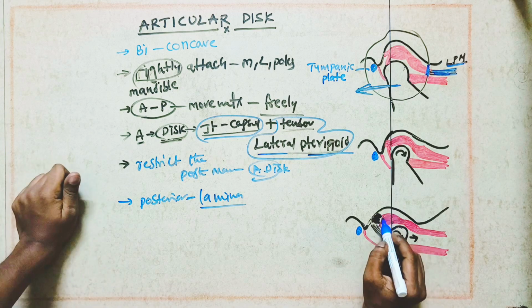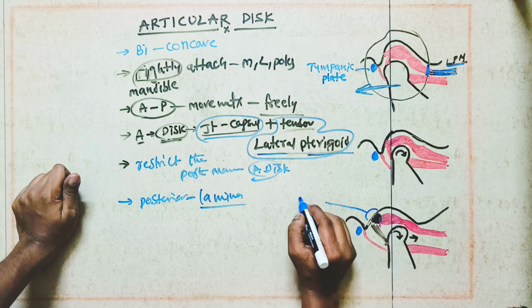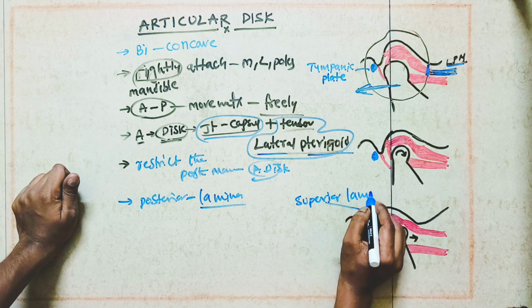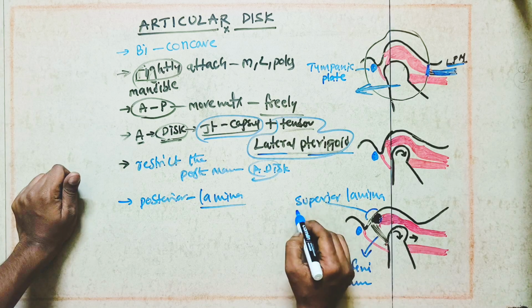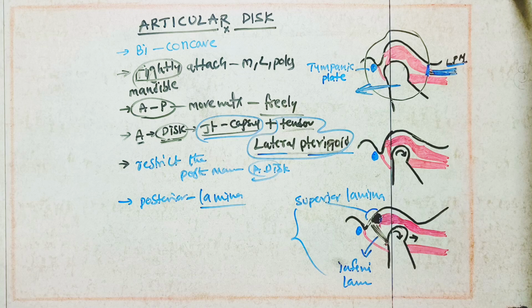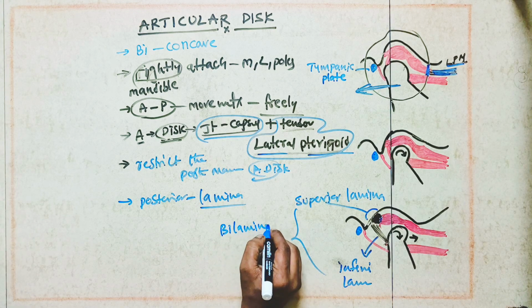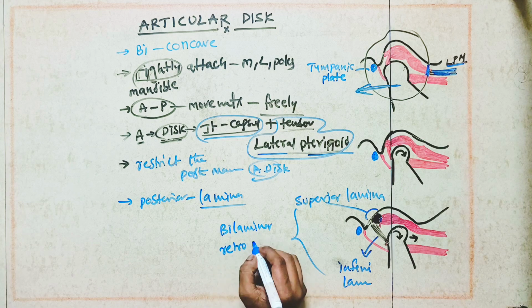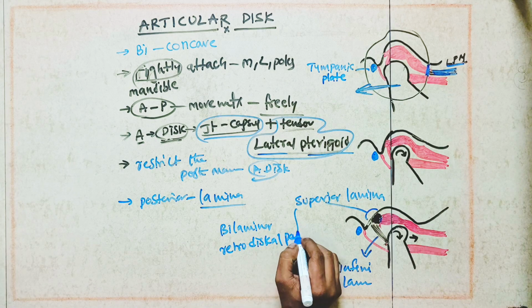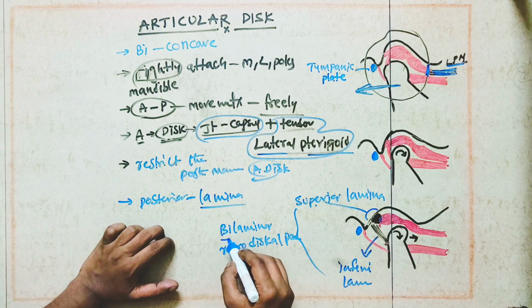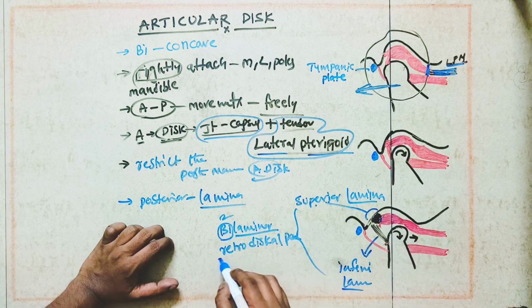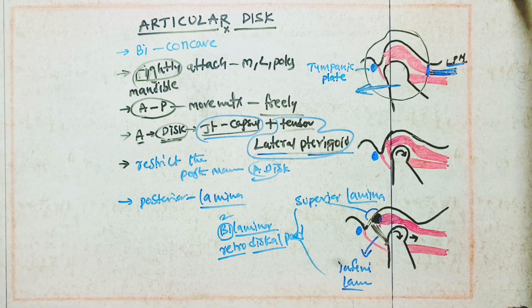So posteriorly, the articular disc is connected to the superior lamina and the inferior lamina. Both together we can call the bilaminar retrodiscal pad. So the articular disc is posteriorly connected to the superior lamina and inferior lamina, like ligaments. These two laminae together are called the bilaminar retrodiscal pad.